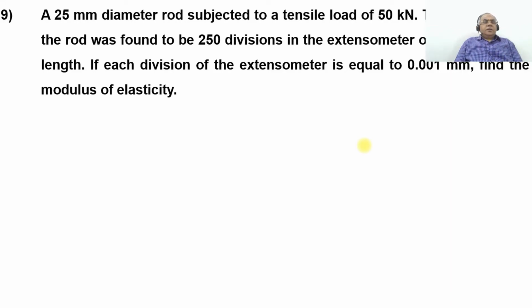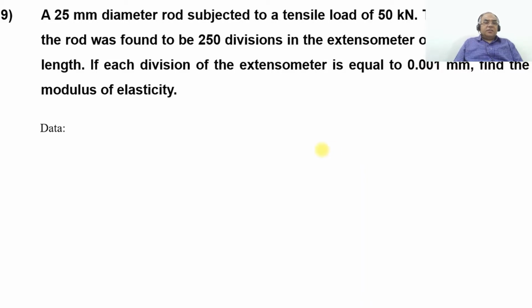Now, in this video, we're going to take up one more problem, problem number 9. A 25 mm diameter rod is subjected to a tensile load of 50 kilonewton. The extension of the rod was found to be 250 divisions in the extensometer of 200 mm gauge length. If each division of the extensometer is equal to 0.001 mm, find the modulus of elasticity.